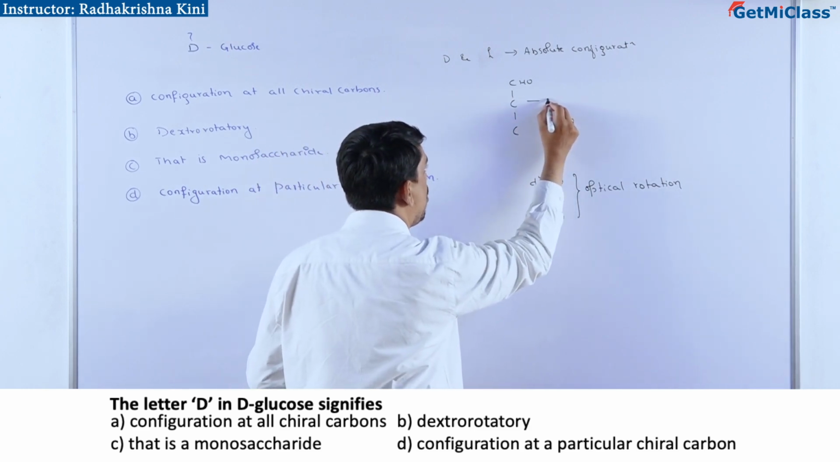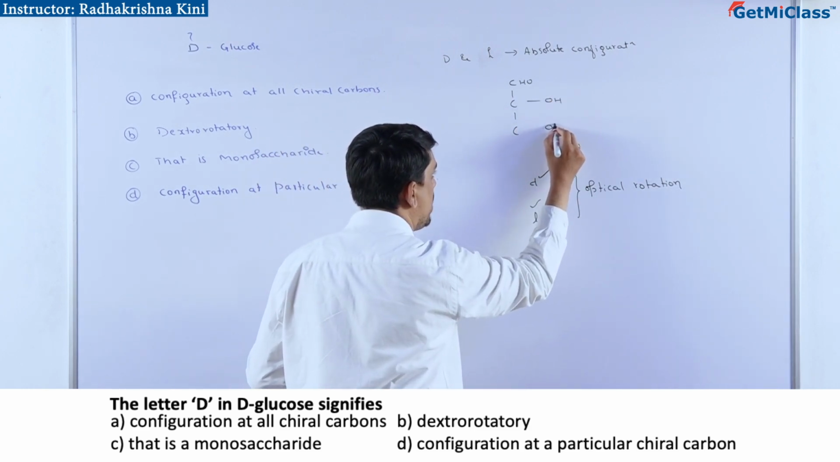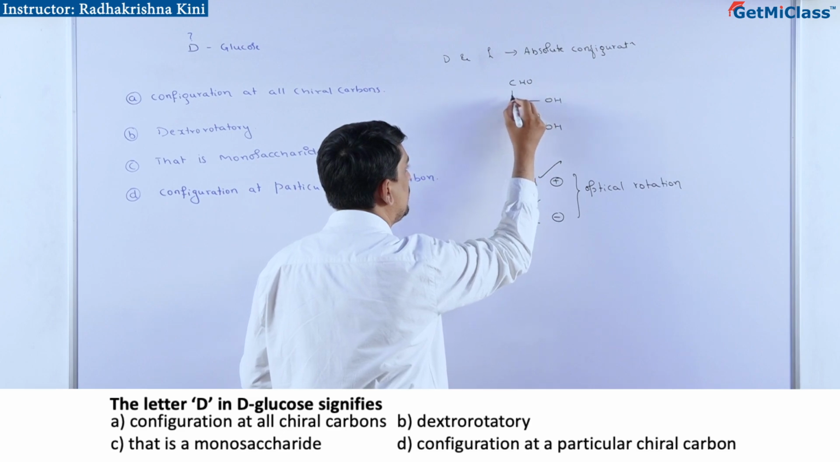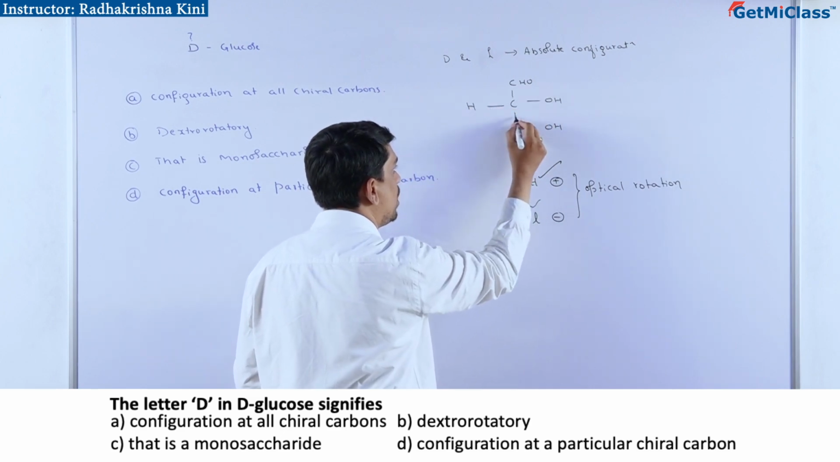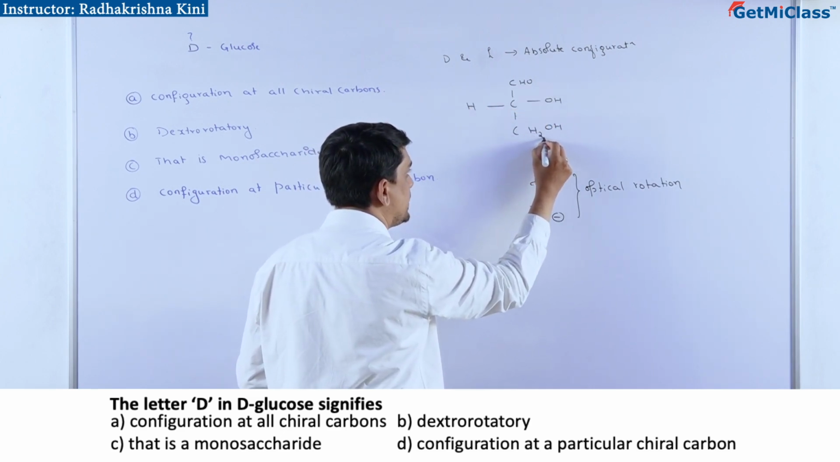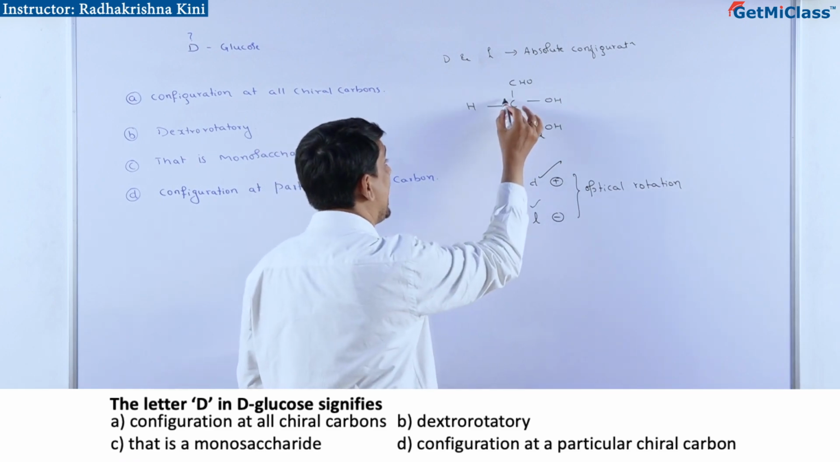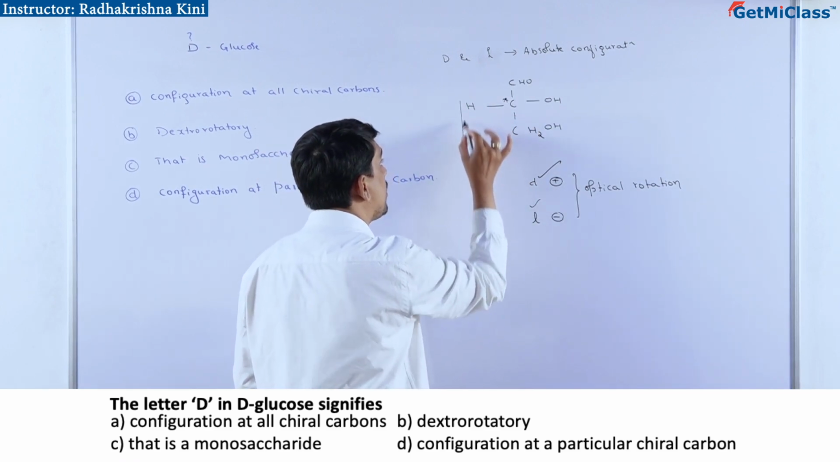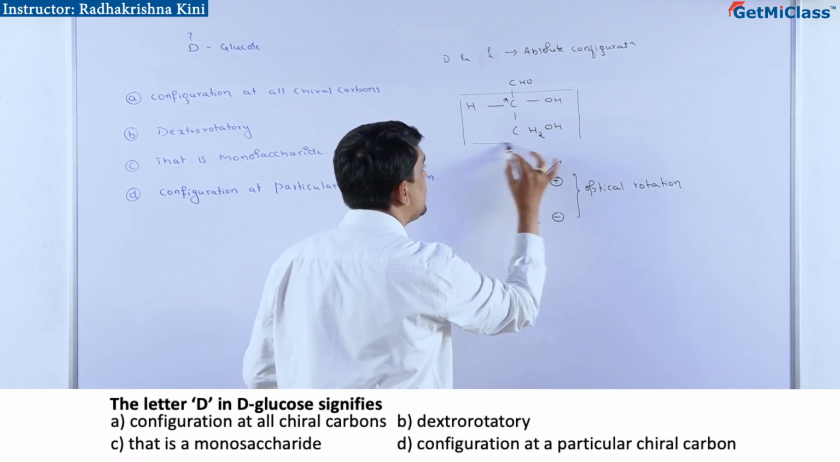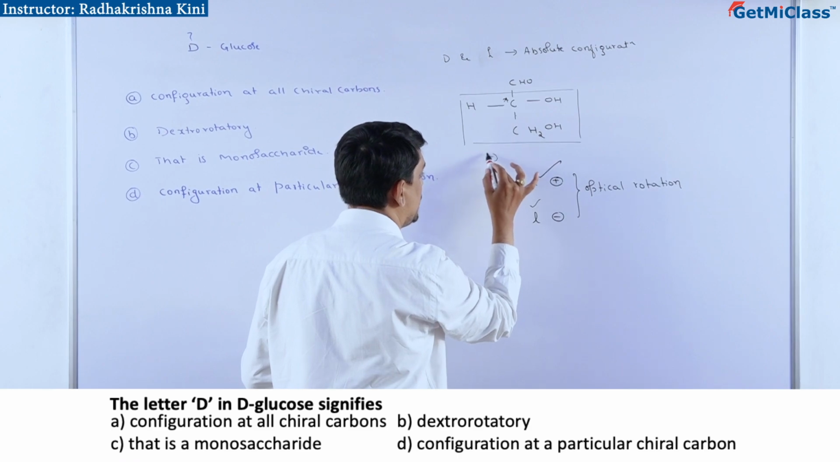We have an OH, we have OH, carbons 1, 2, 3. You look at the chiral carbon configuration. This is the plus glyceraldehyde structure.